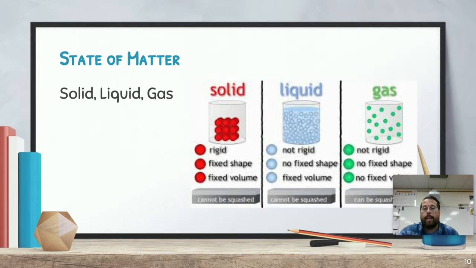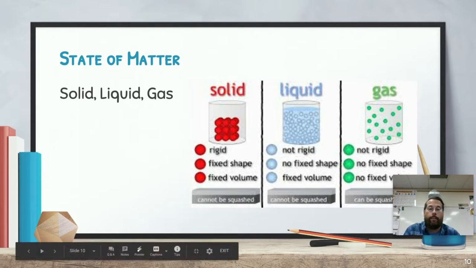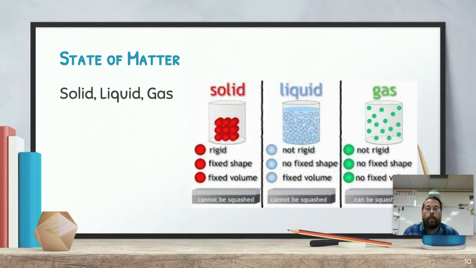We talked about the three states of matter: solids, liquids, and gases. Solids have a definite shape, definite volume. Liquids have no definite shape, but they do have definite volume. They just take the shape of their container. And a gas has no definite shape, no definite volume. The particles are moving really quickly, and they will fill up the container that they're in.